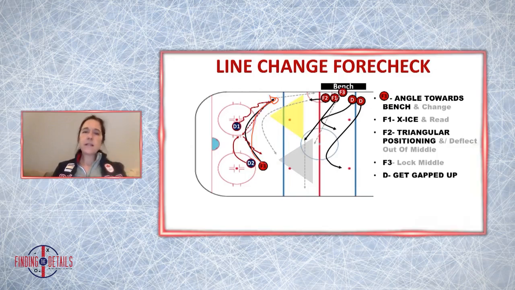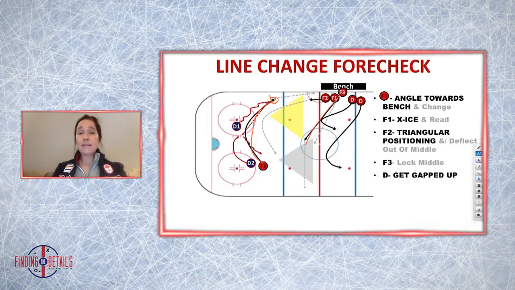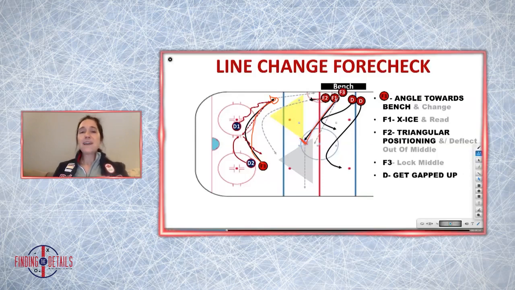If F3 from the line before you is able to successfully deflect the play up towards your bench, then the first person on the ice is going to come across the ice and read the play. Now they're going to stay in the middle. Our second person is just going to step over the red line right here. Now we're in good triangular positioning between our F1 and our F3 from the other line. We're forming this yellow triangle right here.